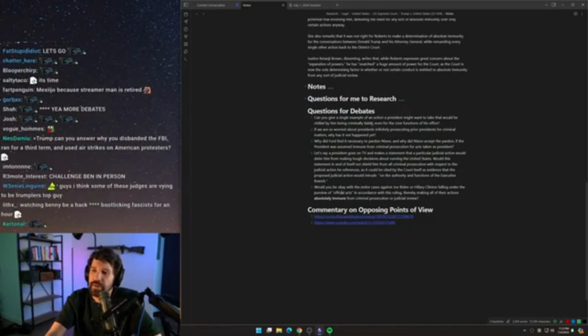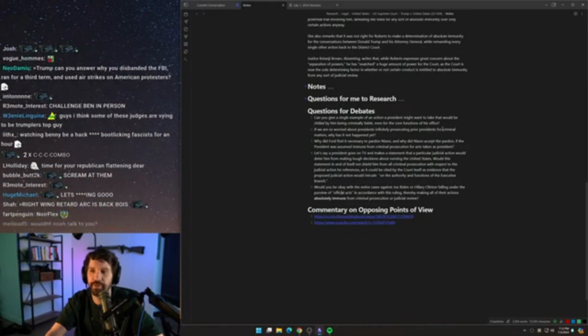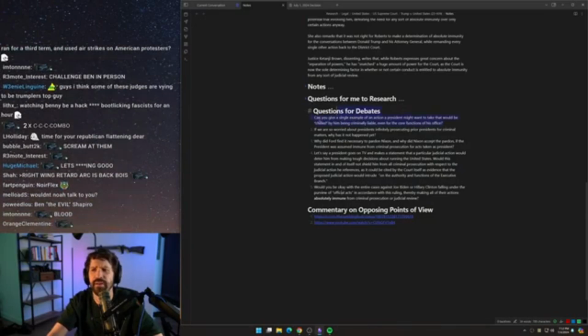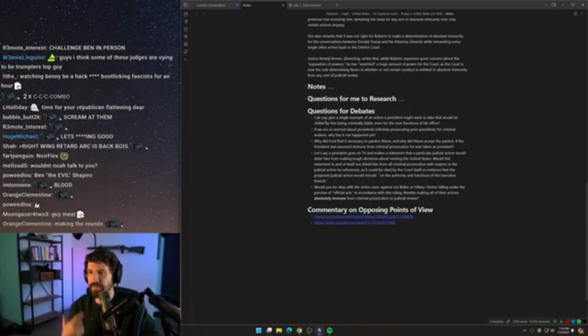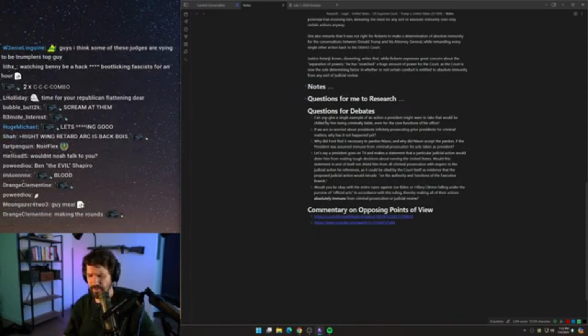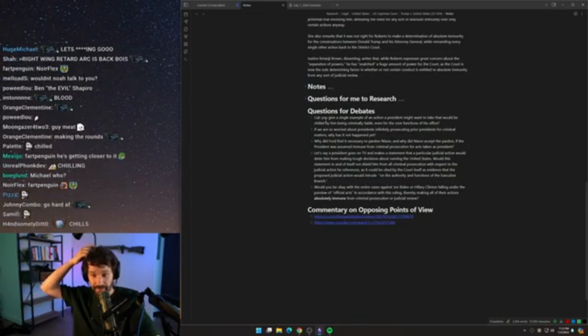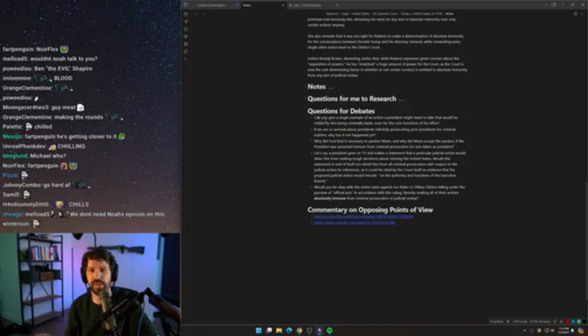The first question would be, can you give a single example of an action a president might want to take that would be chilled by him being criminally liable, even for the core functions of his office? One assumption that's made is that presidents won't be able to act if they feel like they can be held criminally liable. My counterargument would be presidents probably have always felt like they could be held criminally liable. That's why Ford pardoned Nixon. That's why Nixon accepted. Maybe even more importantly, that's why Nixon resigned.